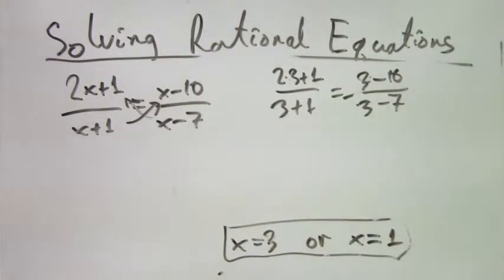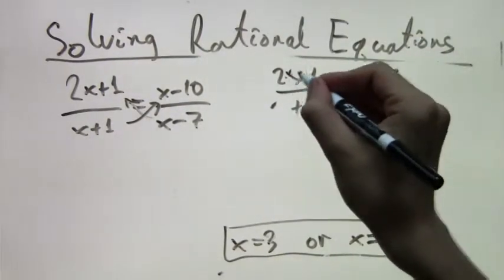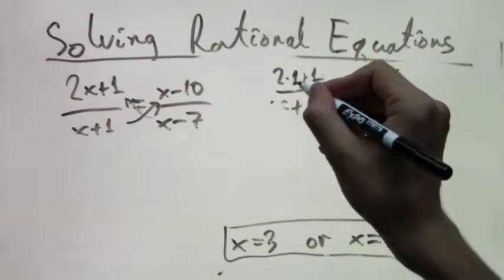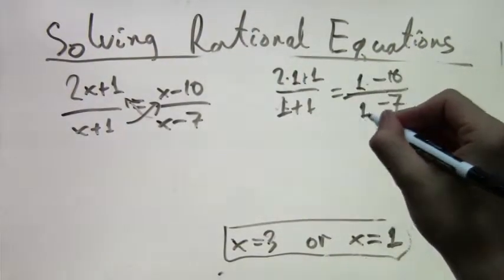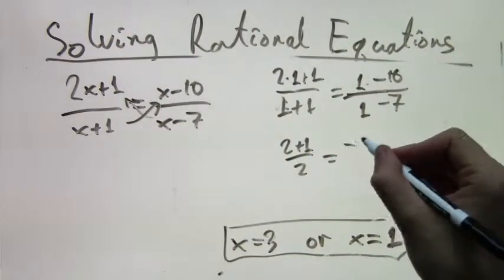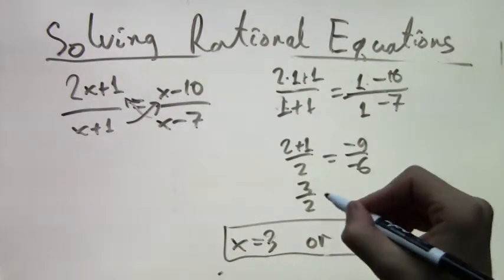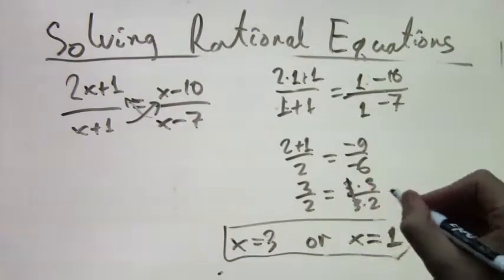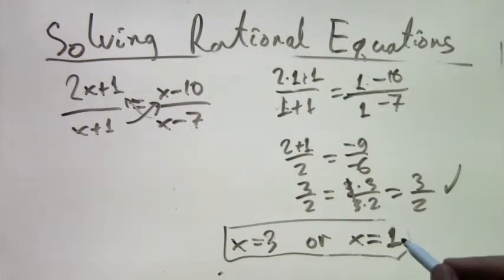Now we're going to check x equals 1. So here's our original expression. We replace the x's with 1's. And we simplify. So I get 2 plus 1 over 2 on one side, and on the other side, negative 9 over negative 6. Both sides of this expression simplify down to 3 halves. So we get 3 halves equals 3 halves, which is true. So that means x equals 1 must be a solution.